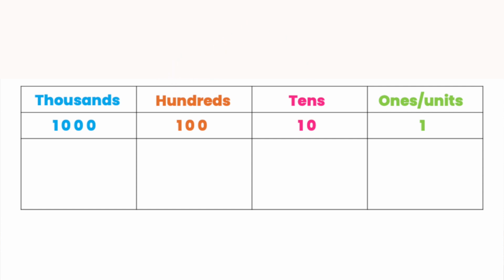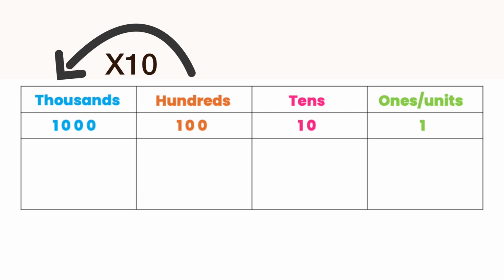And we can do the same thing again. For us to move from the hundreds place to the thousands place, we have to say 100 times or multiplied by 10. And that will give us 1000. And as you multiply by 10, we will get to the next place value.